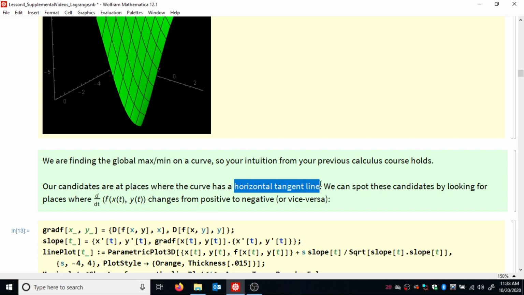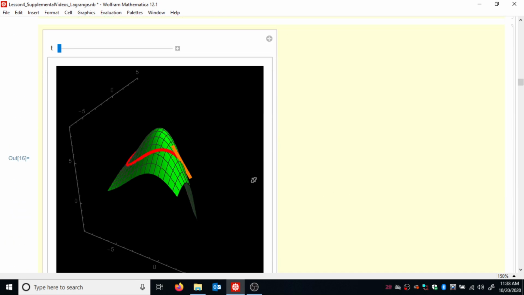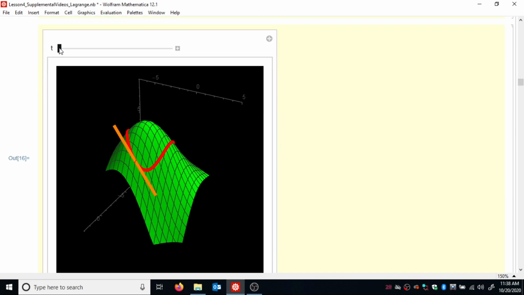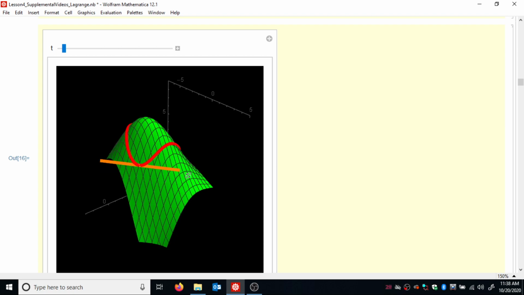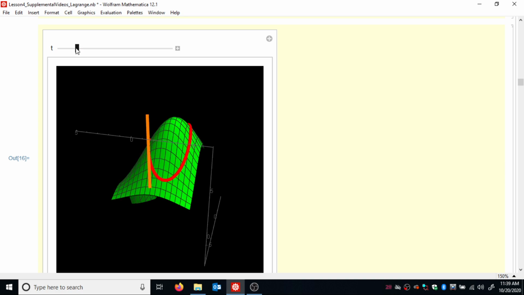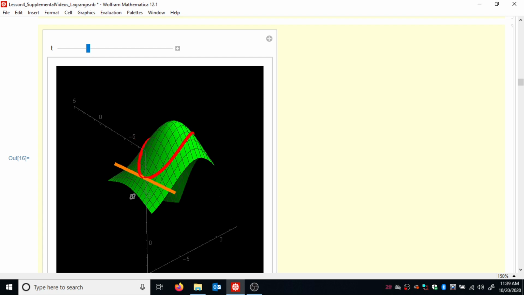So let me add a tangent line to our picture here. And we can drag the slider and we could see our candidates. You could see that as this curve changes from decreasing to increasing, somewhere in between I must have had a place where I had a horizontal tangent line, a place where df/dt is equal to 0. That's what I'm trying to pinpoint, the places where df/dt is equal to 0, the places where this tangent line goes from either increasing to decreasing or from decreasing to increasing. And in between those changes, we have a place where df/dt is equal to 0.